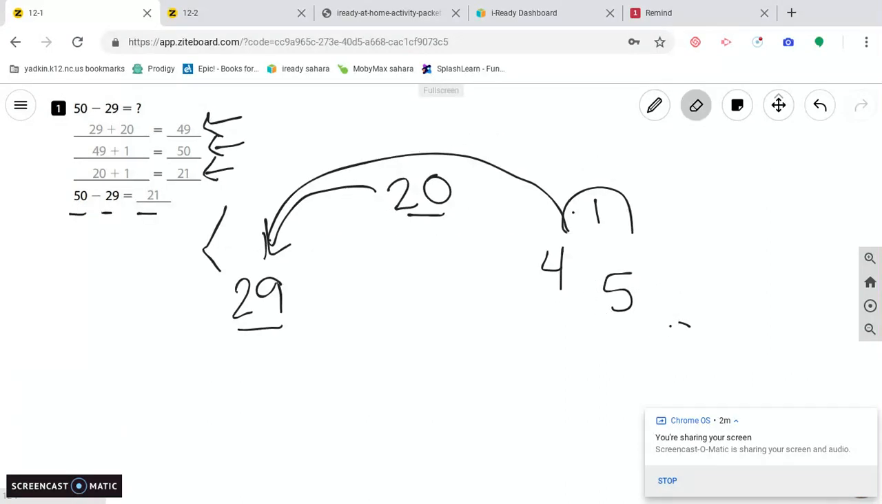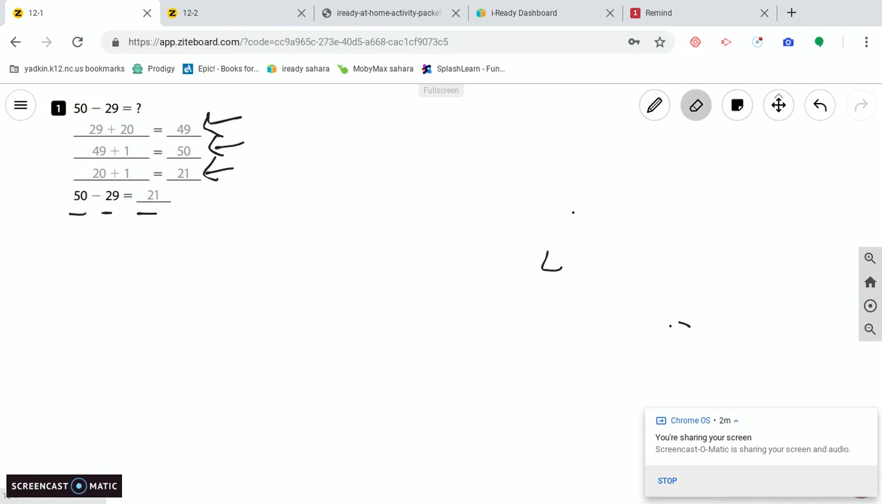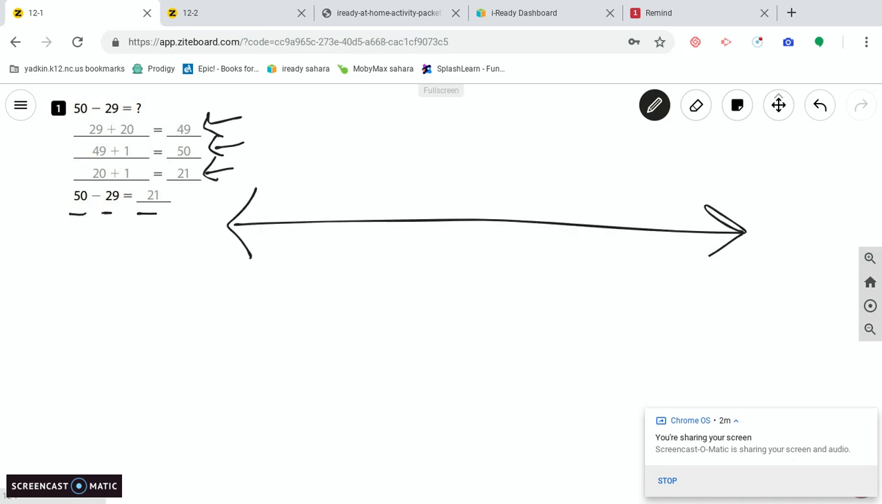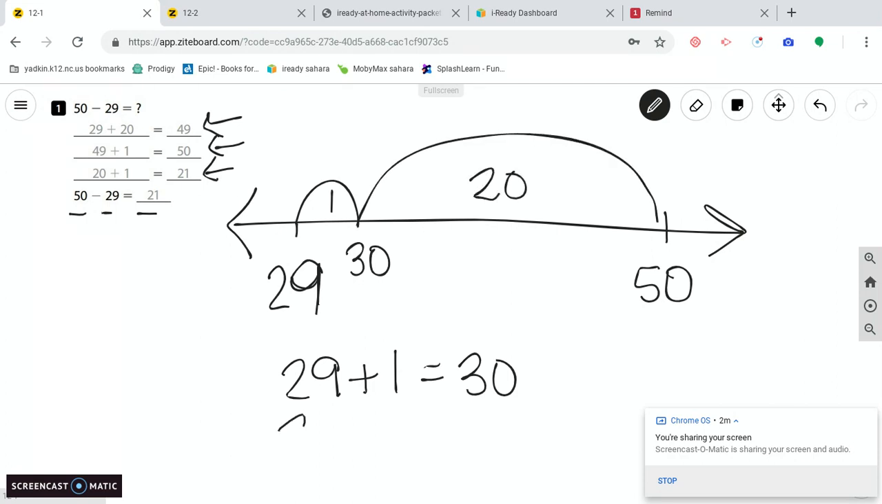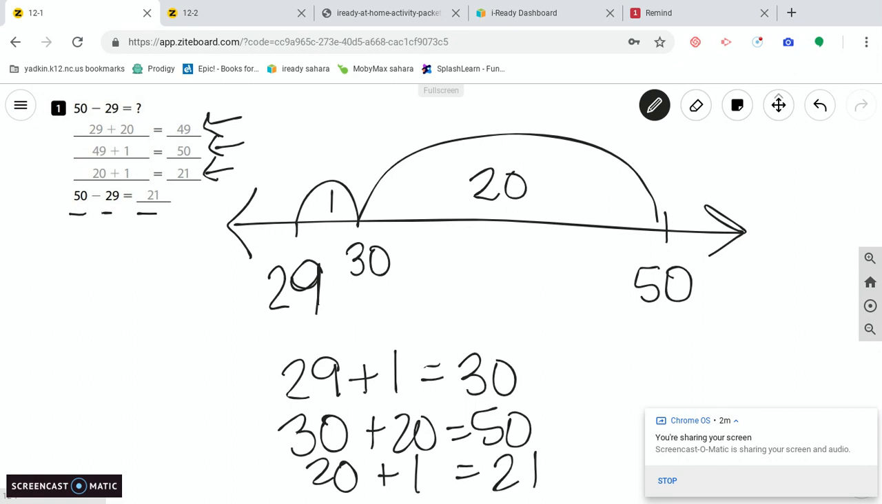Okay, so let me show you a different way to do that one and still get the same answer. So I like when I have a number, especially a number like 29, and I'm adding up, I like to go ahead and make that number friendly right off the bat. So 29 plus 1 equals 30. And then I can easily add 30 plus 20 equals 50. And then you put them together, 20 plus 1 equals 21. Do you see where they got those equations?